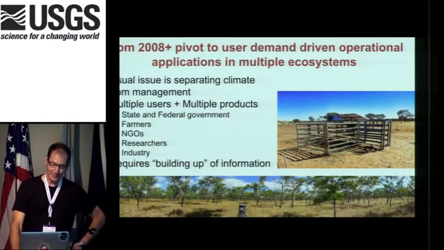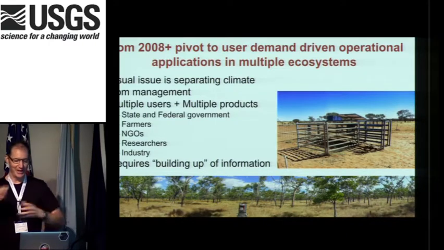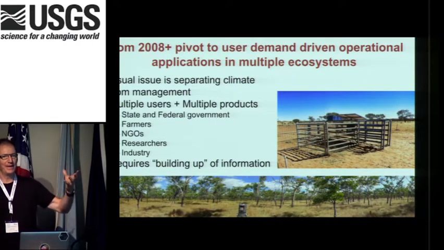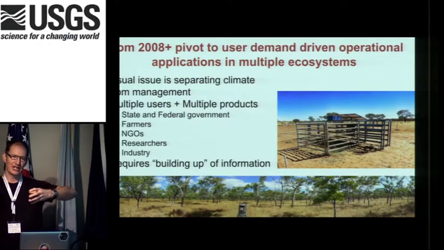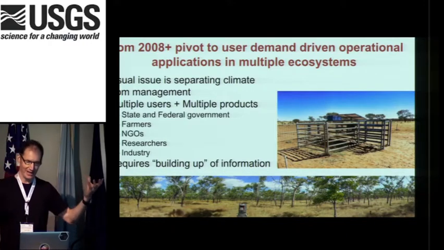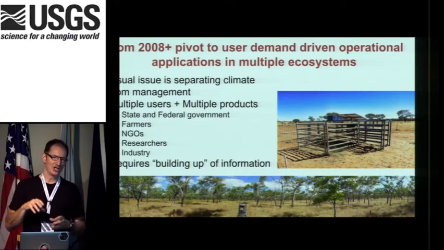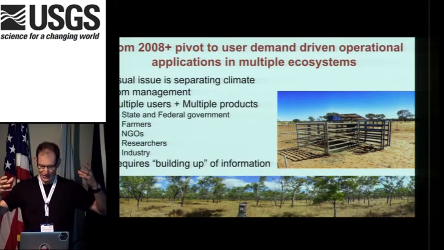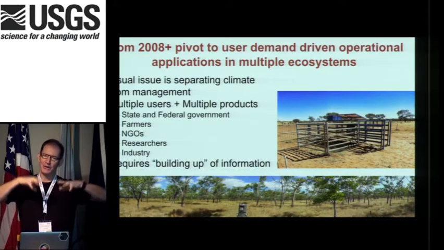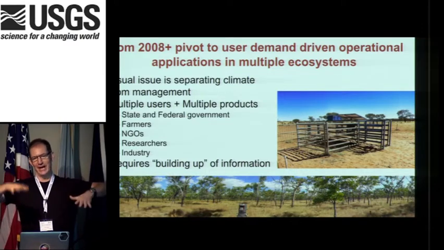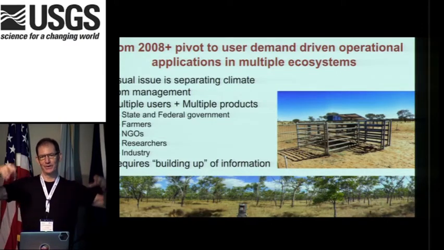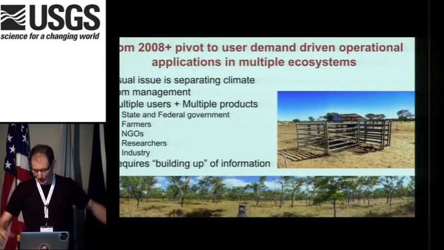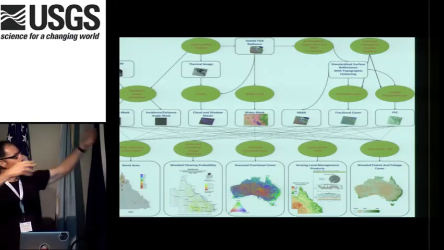Anyway, from 2008 on, we pivoted. The group grew a bit bigger, and there was a lot of policy pressure coming in from the Great Barrier Reef, from land degradation, from tree cover and all those sorts of things. We realised we had this problem: we've got to separate management from climate, and we need to build a processing chain that can handle all these multiple users. So we built a thing, everyone built a thing.